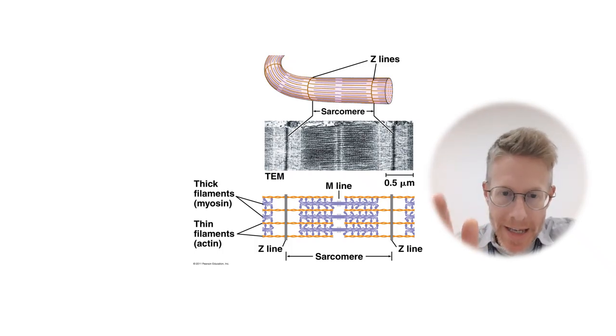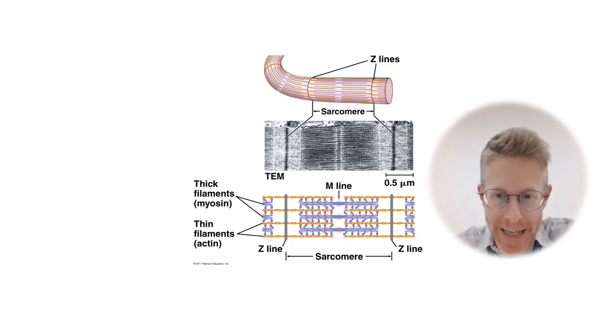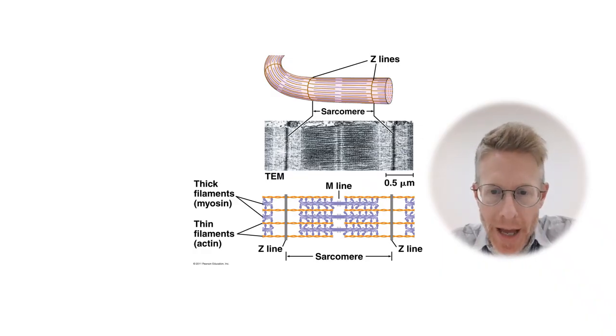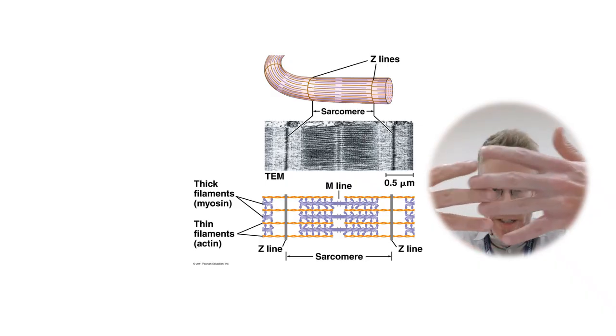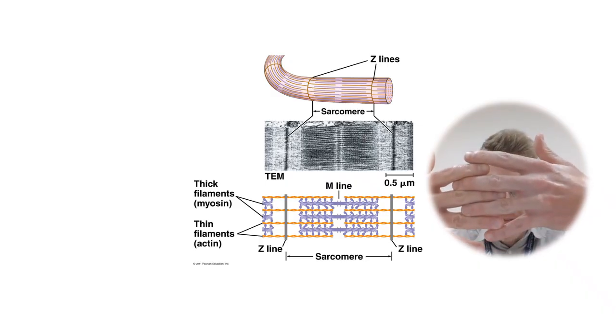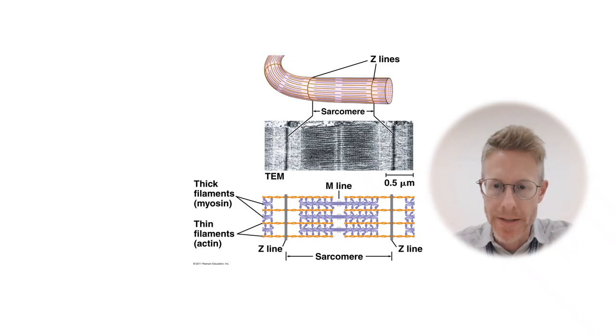The line that the actin is attached to is called the Z line. And then the part in the middle of the myosin, like the center of the myosin, is called the M line. So basically, what happens when a sarcomere shortens is the myosin doesn't change size, nor does the actin, but they come closer together. So the distance between the Z lines decreases.